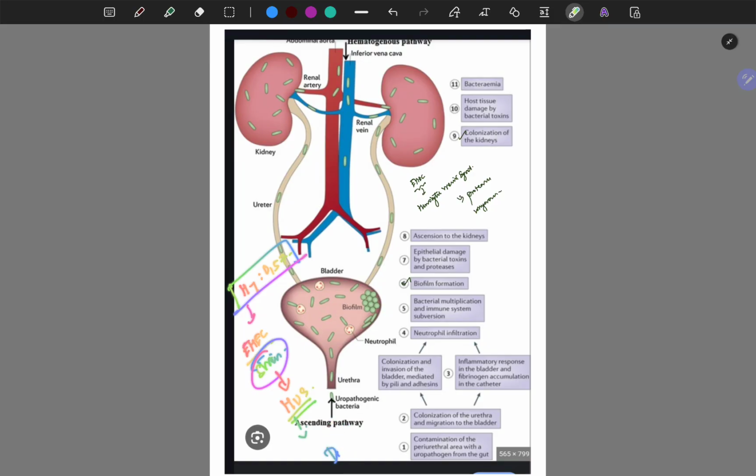So the patient is having dark color urine and associated UTI infections. This is how the UTI progresses to bacteremia. The one point I wanted you to remember: first, contamination of the periurethral area, colonization of the urethra, migration to the bladder, and there it forms a biofilm. Biofilm formation is an important nidus of infection. The very important step is epithelial damage, from there ascending to the kidneys, and there it will form bacteremia.